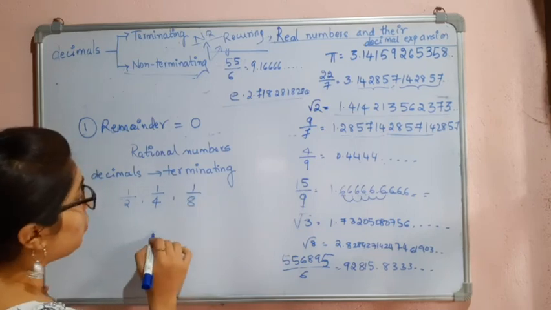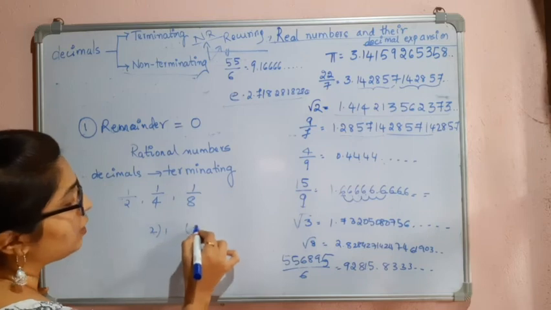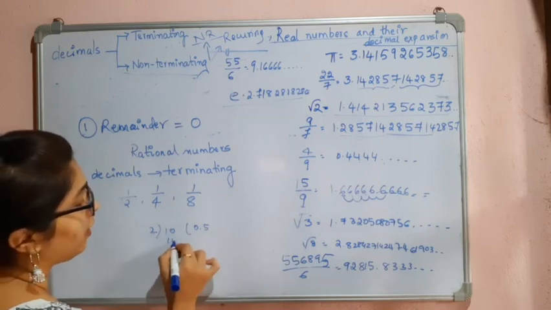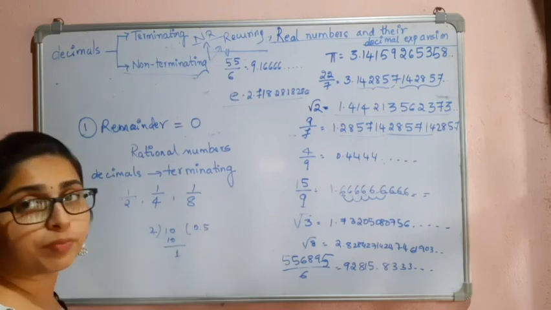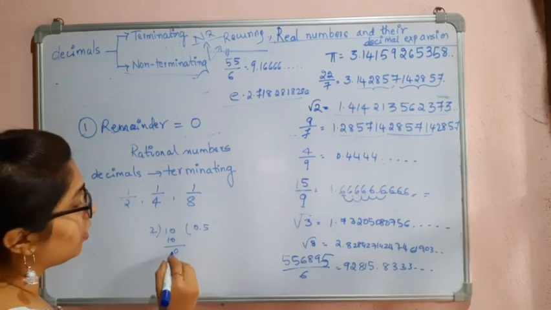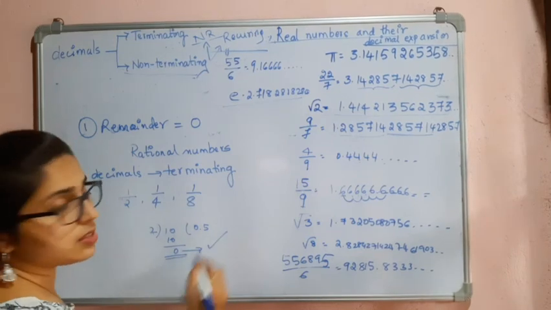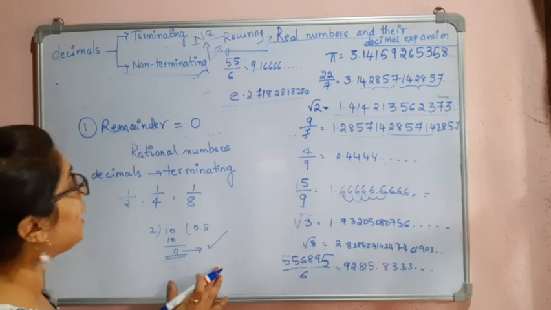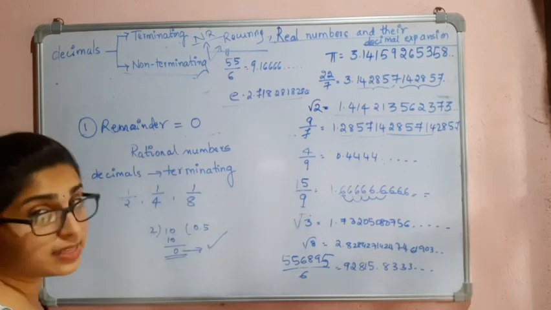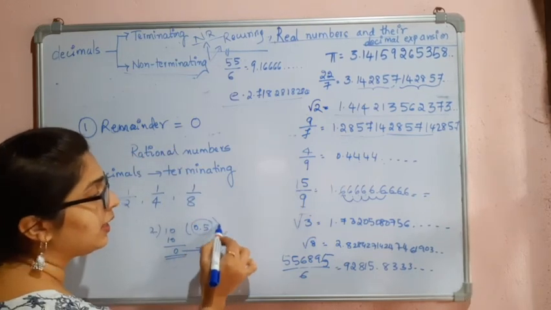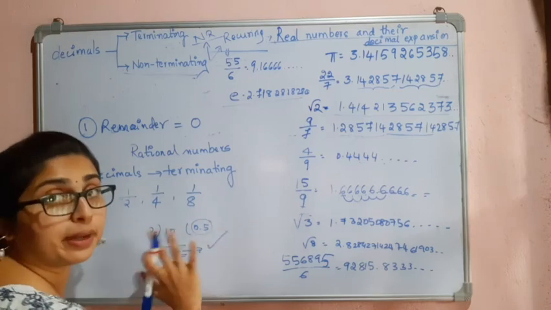So 1 by 2, you know, 1 divided by 2, so it is 0.5. Here the remainder is 0. That means it is terminated. This is the first case. The remainder is 0 and the decimal has stopped, so it is terminated.